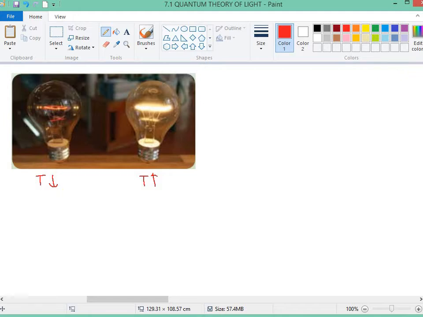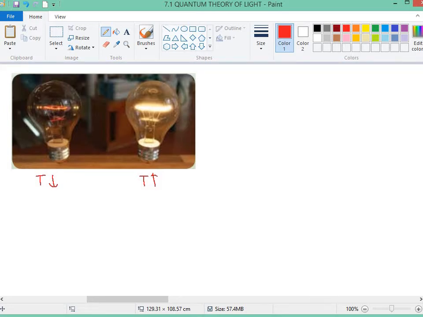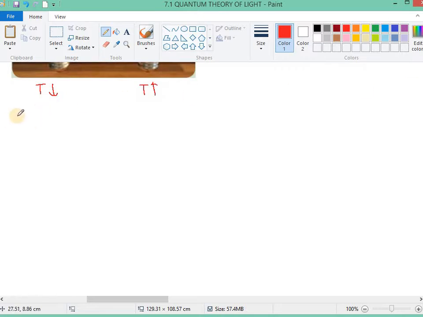So when they compare the radiation emitted by these two, they find that when the temperature is lower, the graph looks like it follows the theory.